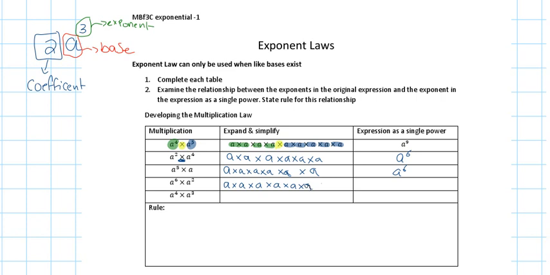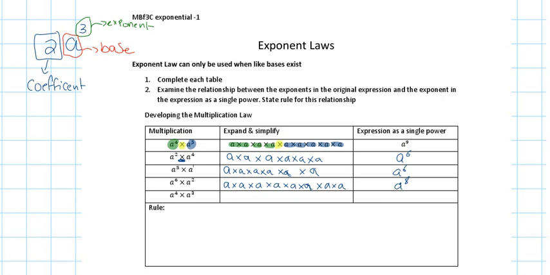Have you noticed anything so far? Yeah, adding up the exponent. Yeah, we're adding the exponent, right? We're keeping the base. The base is going to stay a, but then if I do 6 plus 2, that gives me 8. 5 plus 1, that gives me 6. 4 plus 2, that gives me 6. 5 plus 4, that gives me 9.